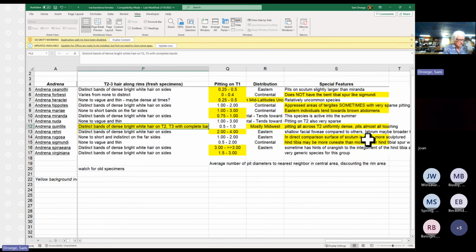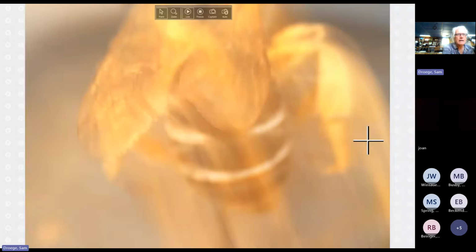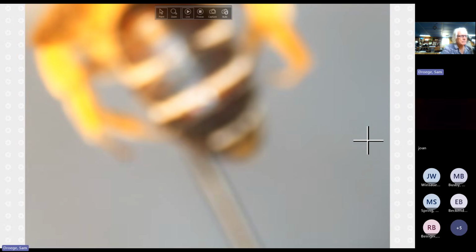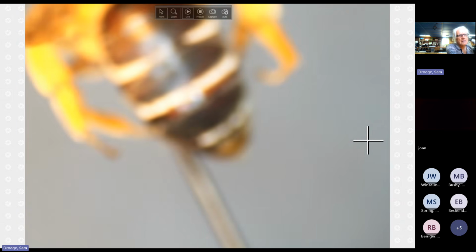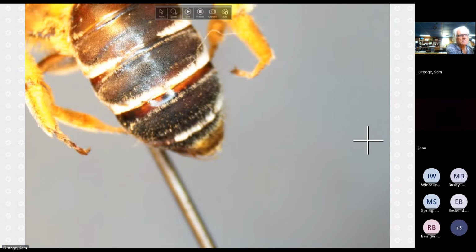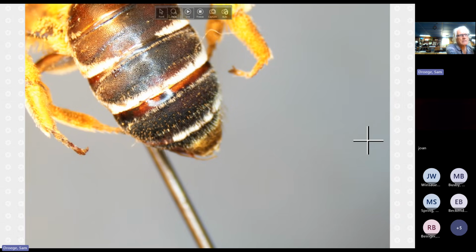Okay, we got a lot to look at here. I'm bringing up a specimen towards the abdomen, part of that specimen, and I'm going to change the angle a little bit. And we're going to look for complete bands and dense pitting. Look at those dense complete bands. So that's very unusual to begin with.